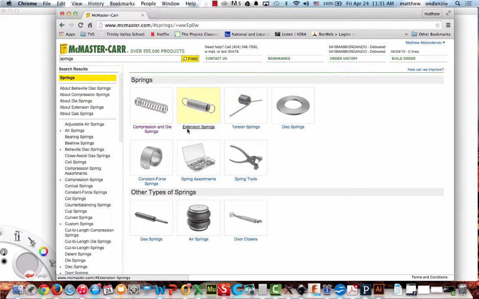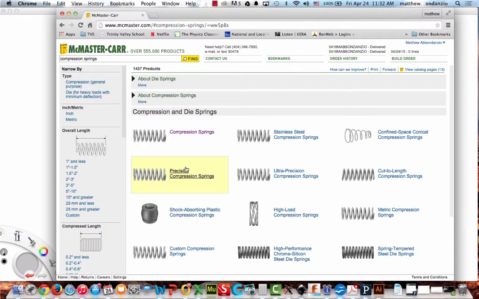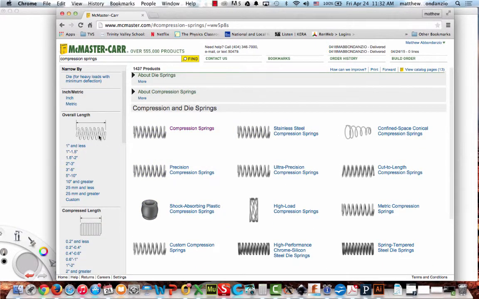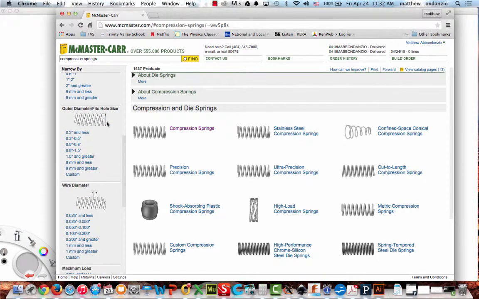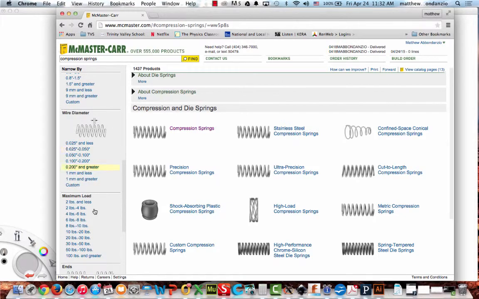Springs. There are different types of springs. There are constant force springs, compression and die springs, extension springs, torsion springs, disc springs. Disc springs are cool. As you compress them, they spring back. It's for hardware. If you're screwing something down, you want to put some tension on that screw, so you put the disc spring in. Here's a compression spring. Notice you have overall length, compressed length, outer diameter, wire diameter, and then the force.